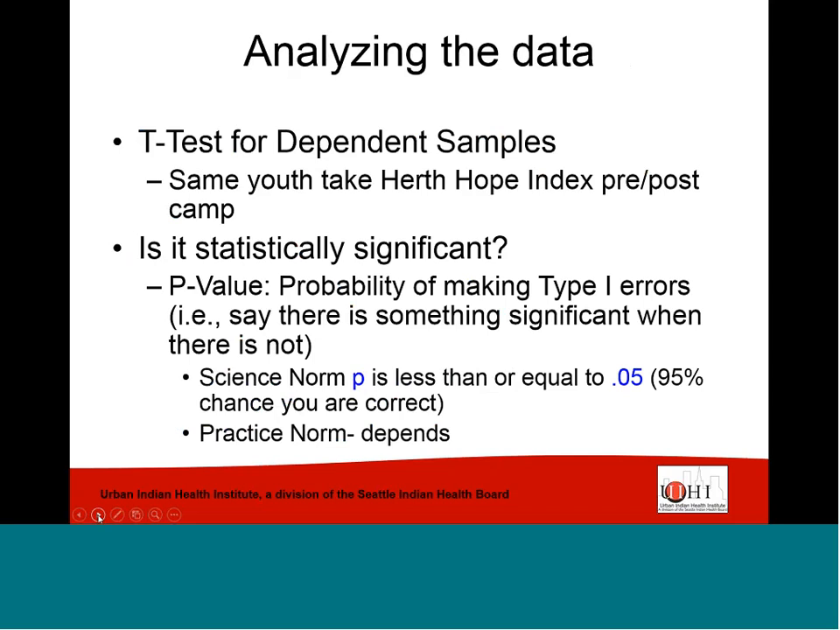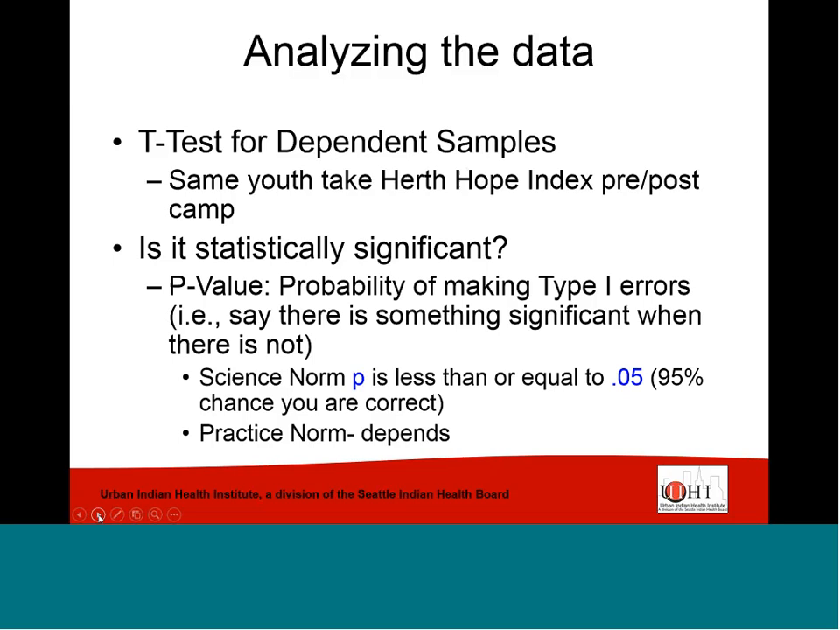So now once you have your database entered, then you can really consider how you would analyze that data. In this example, you would be using what we call a t-test for dependent samples, because these are the same youth that are taking the Herth Hope Index pre and post. So it would be a t-test for dependent samples. Now once we run the t-test, we want to ask ourselves, is this statistically significant?